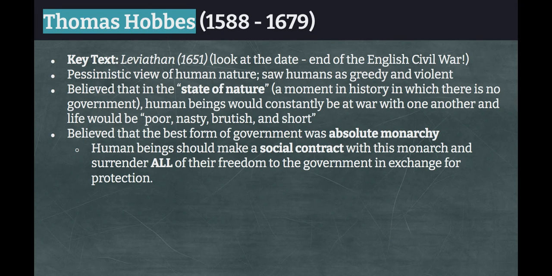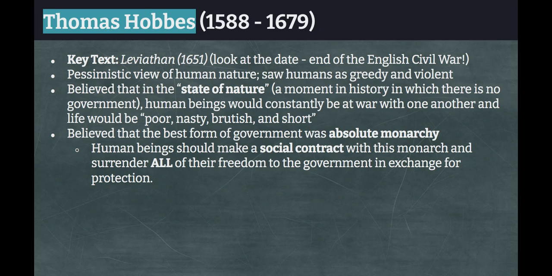So our first Enlightenment philosopher is an English guy named Thomas Hobbes, and the key book that he wrote is a book called Leviathan, which was published in 1651. So really notice the date and historical context there. He's writing this book during the English Civil War, so he's seeing all this chaos, all this violence, and that's really going to shape his understanding of human nature and his understanding of government.